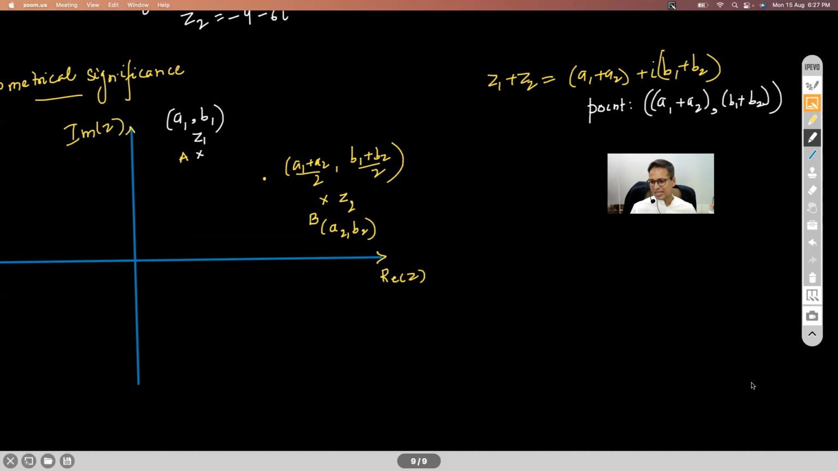Somebody who said between A and B, who was that? Pratik. Pratik, correct your answer. You are at half this point, but you have to make it double. What will you do for that? See, what you did was, this is half of this, correct? So this is the midpoint. But I want to come to this position. What will you do?